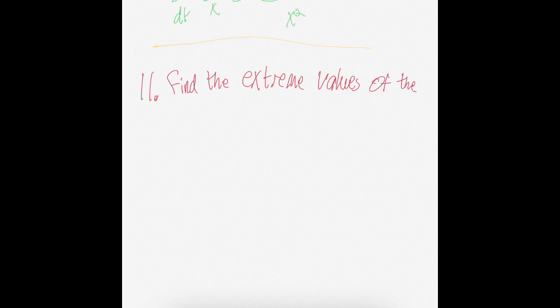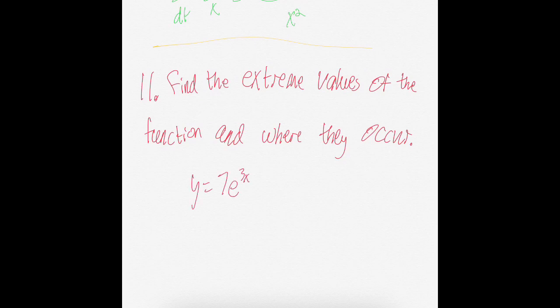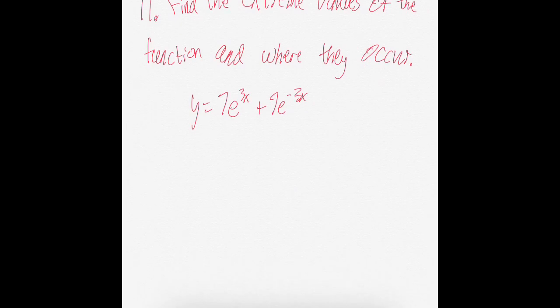Find the extreme values of the function and where they occur. The function is y equals 7e to the 3x plus 7e to the negative 3x. Remember the way that we attack extreme value problems: we want to find all the critical points.